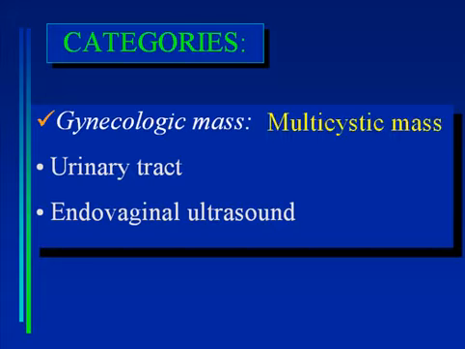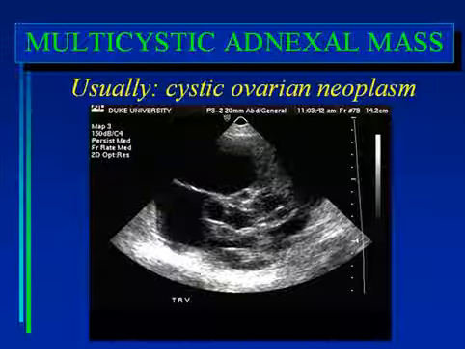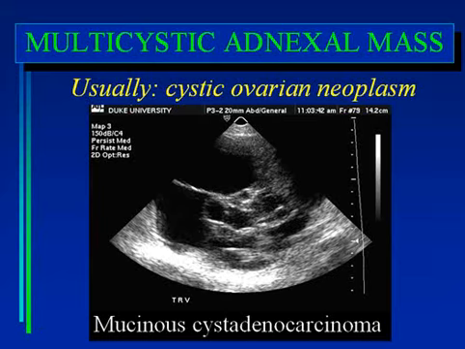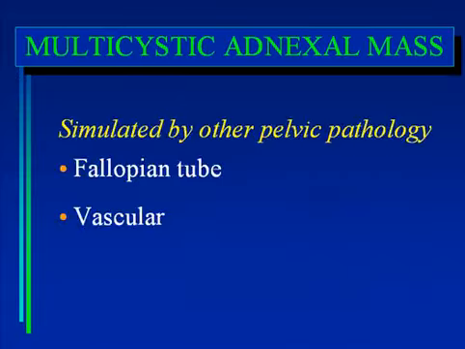Another gynecologic mass that can cause some confusion is to see a multicystic mass. Here is an example of a big multicystic mass with multiple septations within it. Usually these masses will be cystic ovarian neoplasms, and so as expected, this particular mass was a mucinous cyst adenocarcinoma.